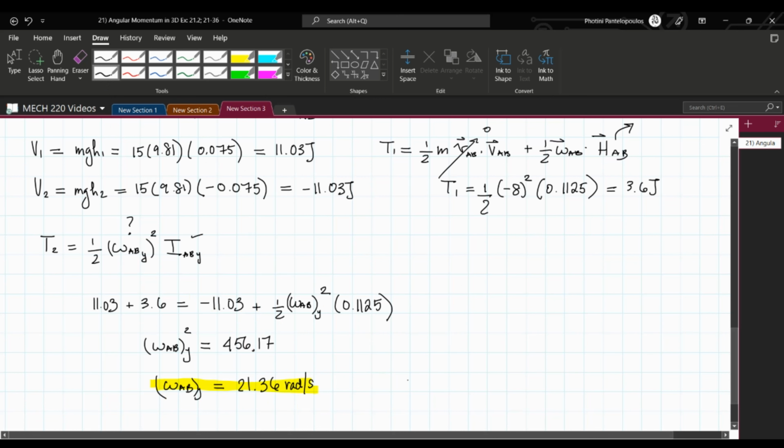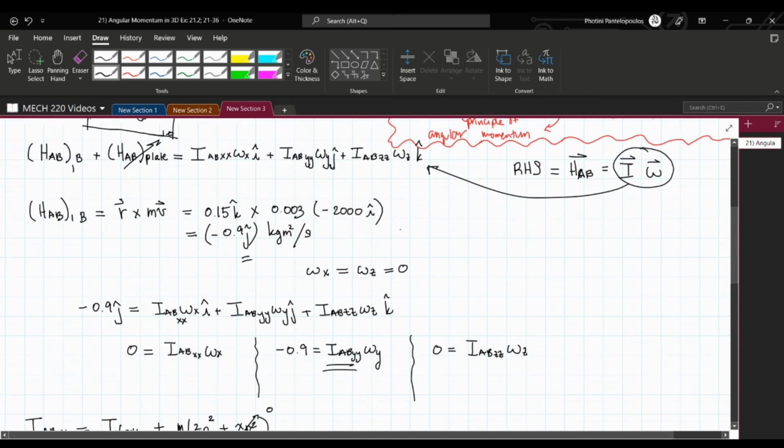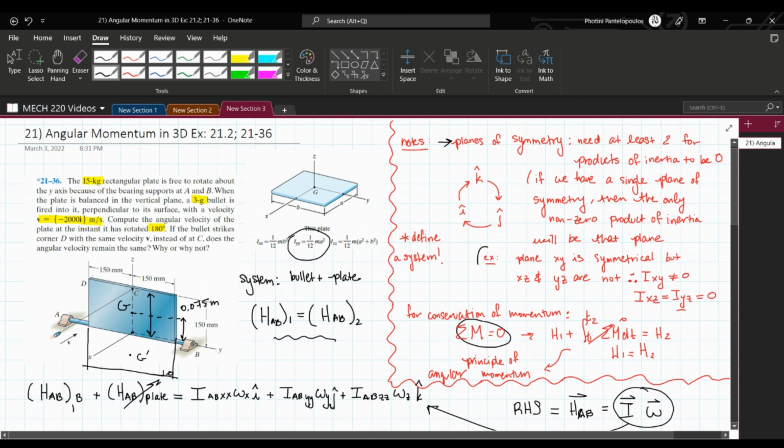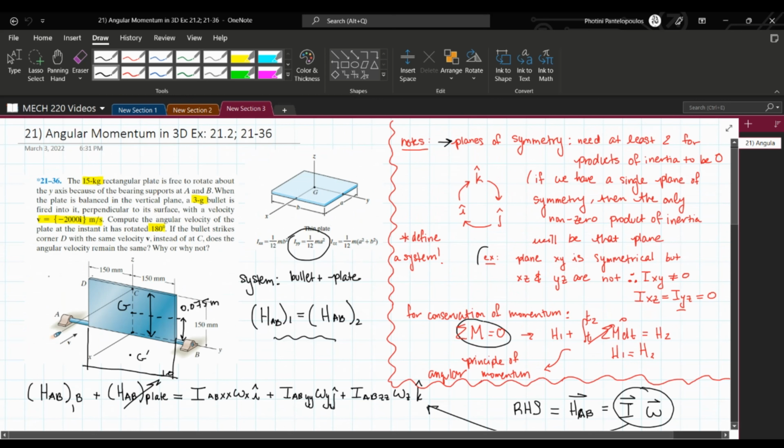So now it's time to address the little extra part to this problem, which is if the bullet strikes the corner D with the same velocity v instead of at C, does the angular velocity remain the same? Why or why not? So the angular velocity does remain the same because the height between D and C is the same.